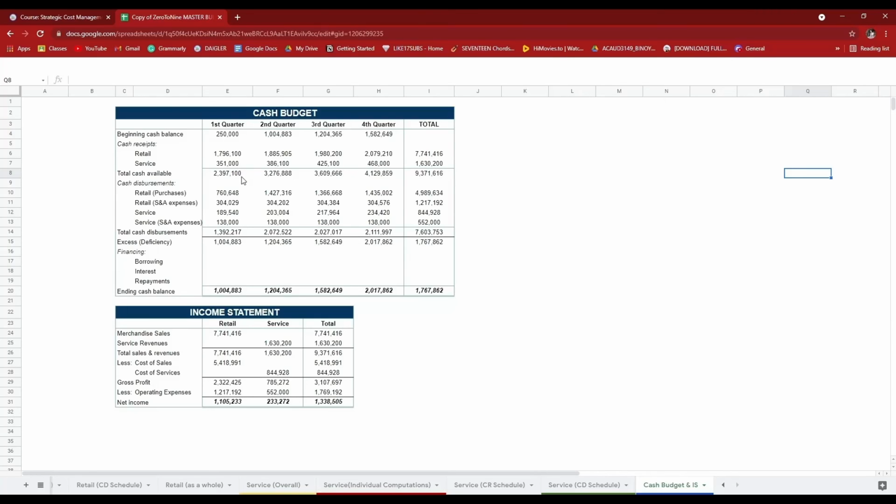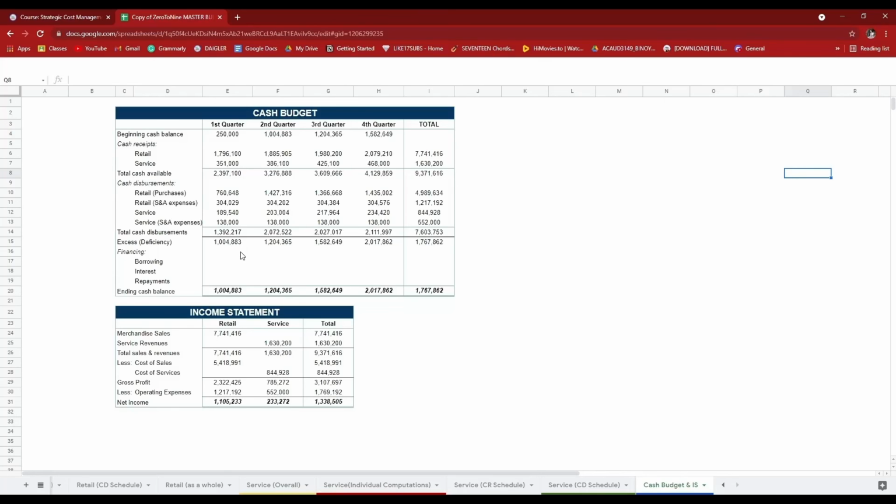2,397,100, less the cash disbursements for retail purchases 760,648, retail selling and admin expenses 304,029, cost of services 189,540, and service selling and admin expenses of 138,000. So total cash disbursement is 1,392,217. Therefore, the total cash is 1,004,883. The company requires a minimum cash balance of at least 750,000 to start each quarter.